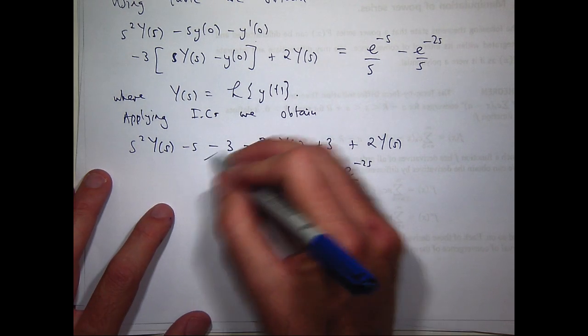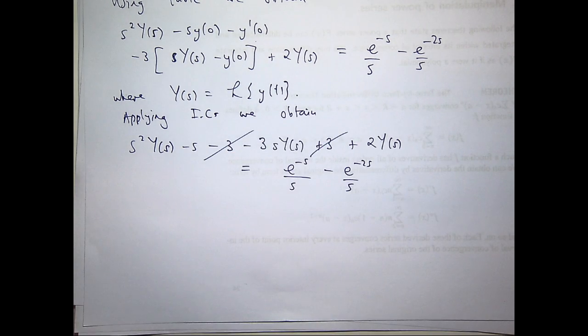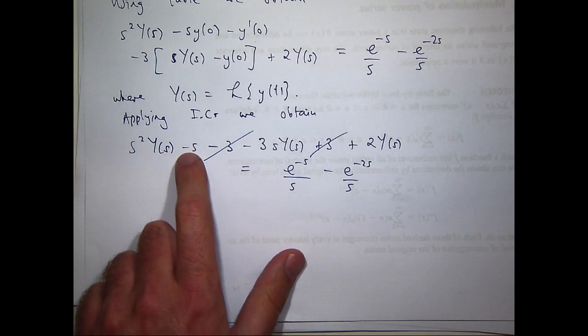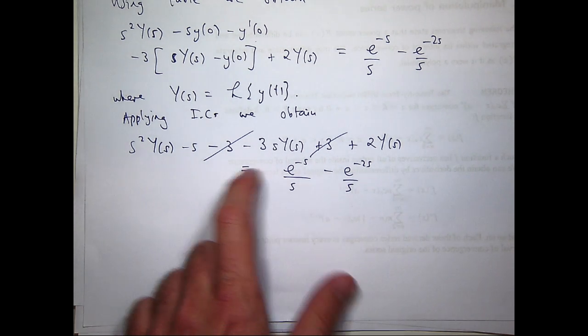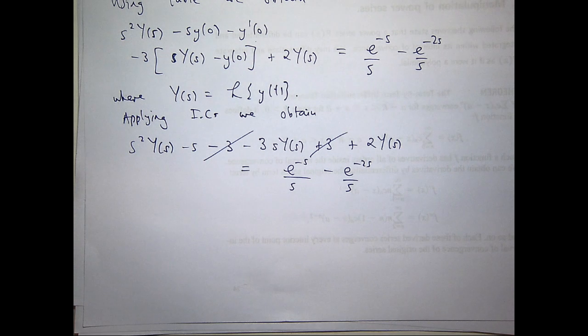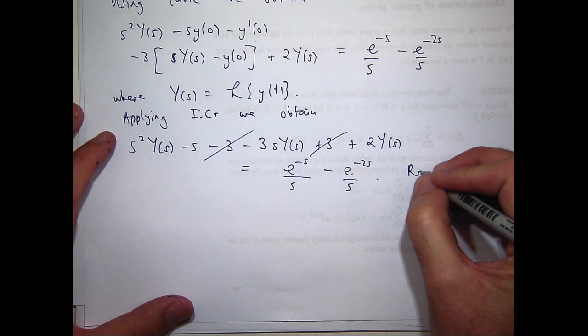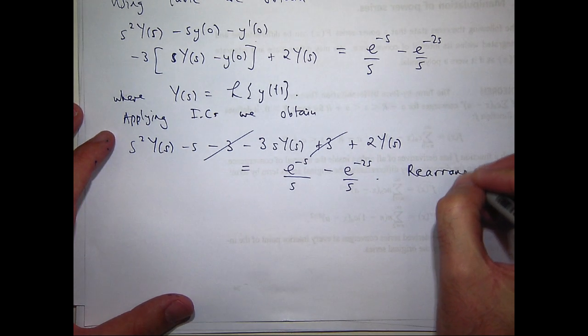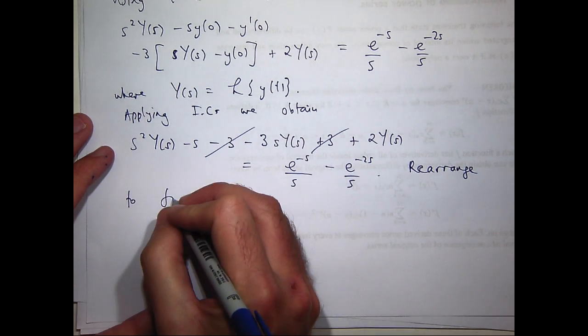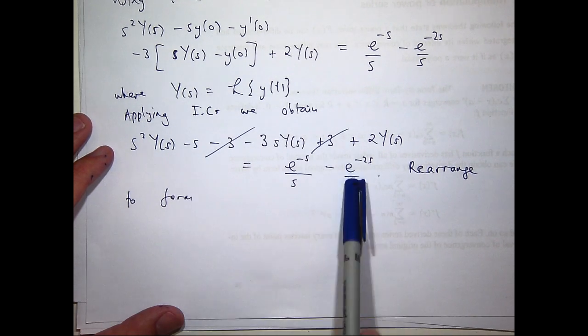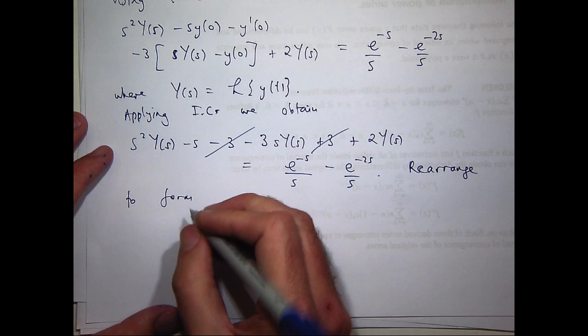Well, you can see a little bit of cancellation going to happen here. I can take that minus s to the other side, and then I can factorise. My aim here now is to solve the transform problem for big Y of s. So rearrange to form the following. That minus s is going to go to the other side, and then I've got a common factor of Y of s.